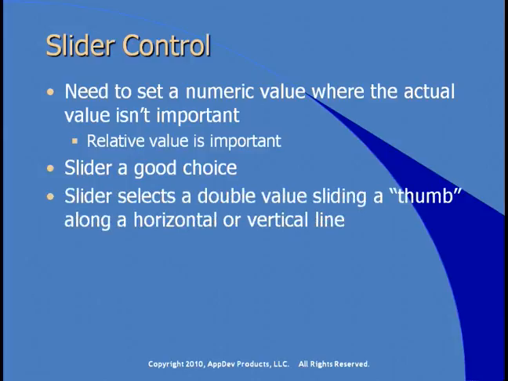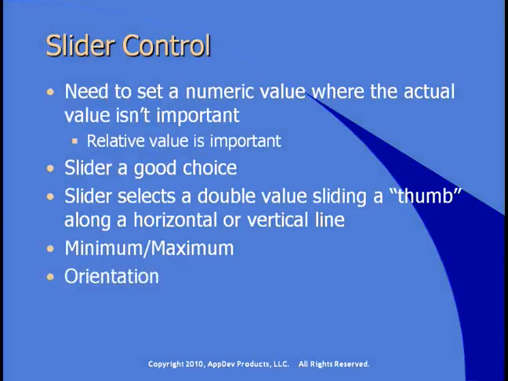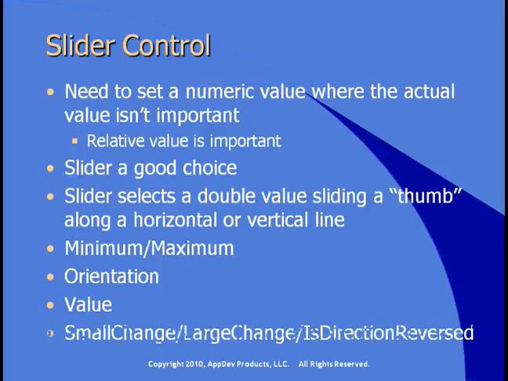The slider selects a double value by sliding a thumb across a horizontal or a vertical line. You can set the minimum or maximum properties, well, you should set both actually, for the slider. You can set the orientation to be horizontal or vertical. You can set or retrieve the value property, so you can indicate where the thumb should appear or where the user has set it. And you can set the small change, large change, and is direction reversed properties.